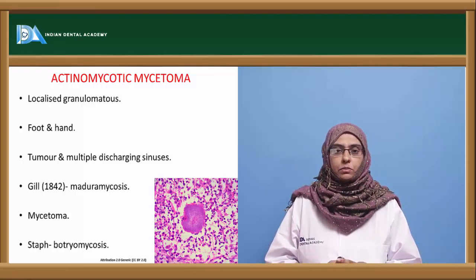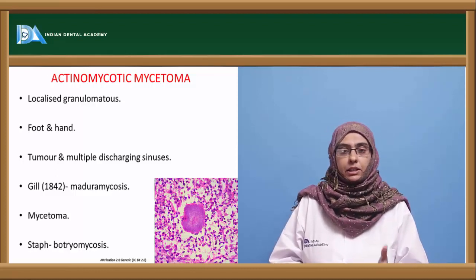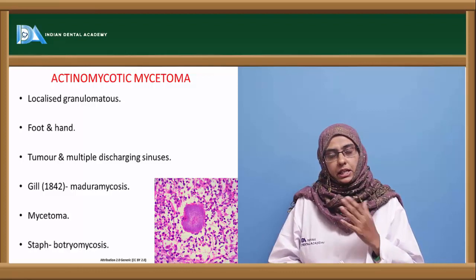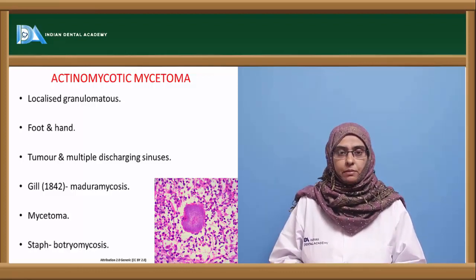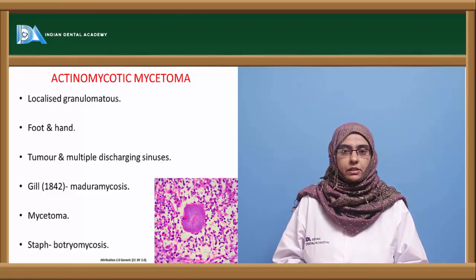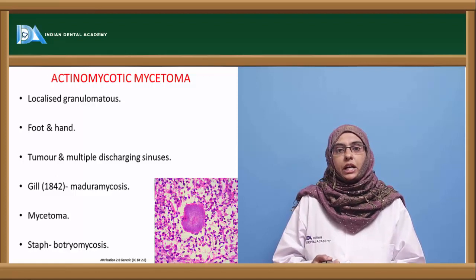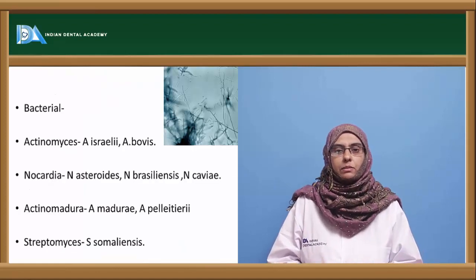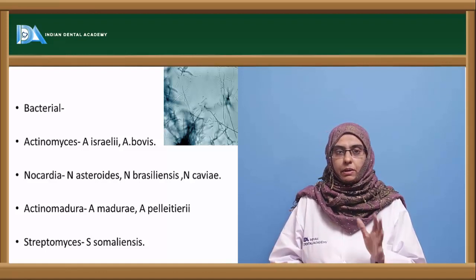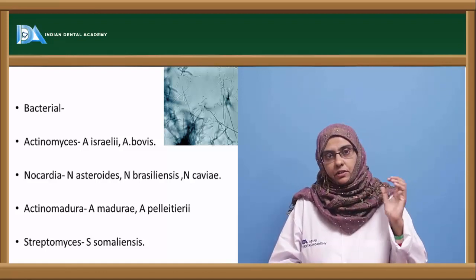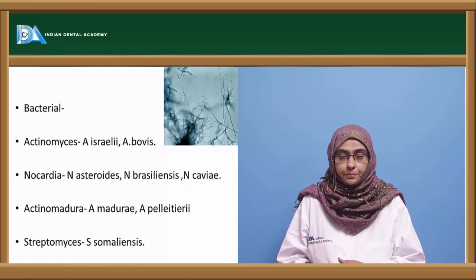Mycetomas are usually produced by fungi, but apart from fungus, there are certain bacteria that are also able to produce mycetoma. For example, the anaerobic Staph has the ability to produce a mycetoma-like structure called botryomycosis during its infection. The lesion is called botryomycosis, and as told, mycetoma is a characteristic feature of the fungus, but it is also caused by bacteria.